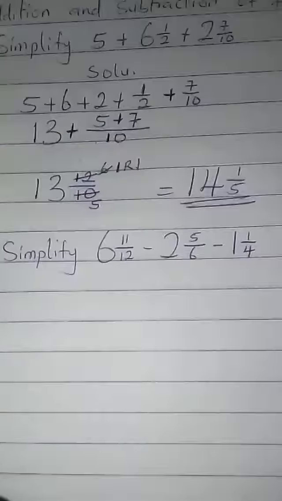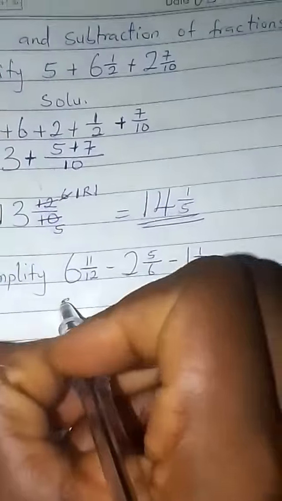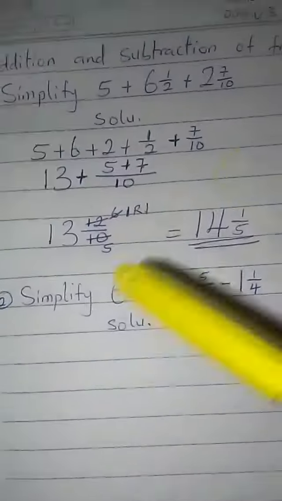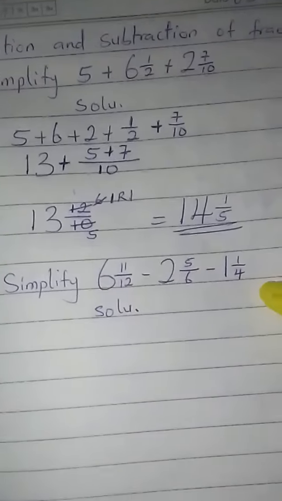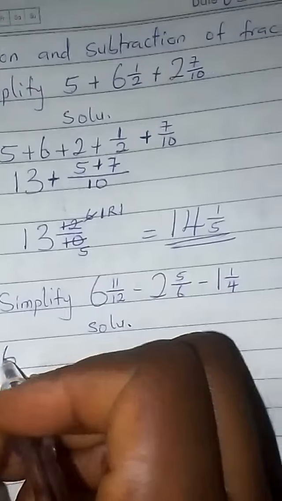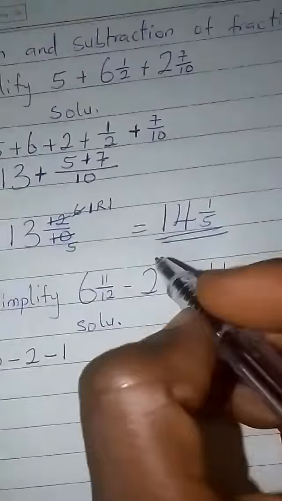Hello, everyone. So this is the second question, but the operator we are using here is subtraction. So we write our solution. Just like I told you, you know what to do. You can add the whole numbers or subtract the whole numbers, and now subtract the fraction on its own. So we have 6 minus 2 minus 1. Are you getting it?